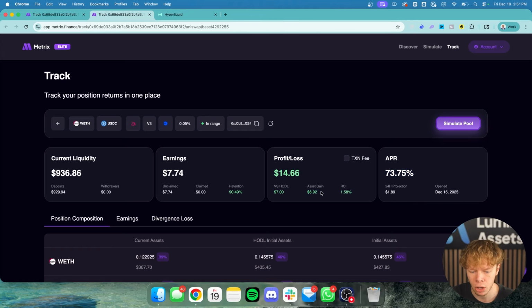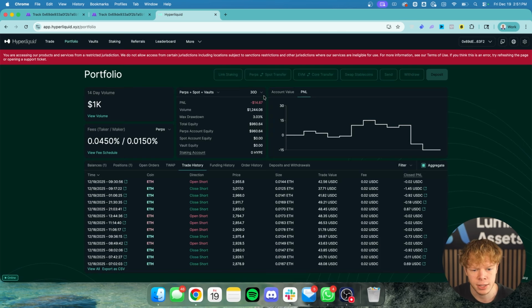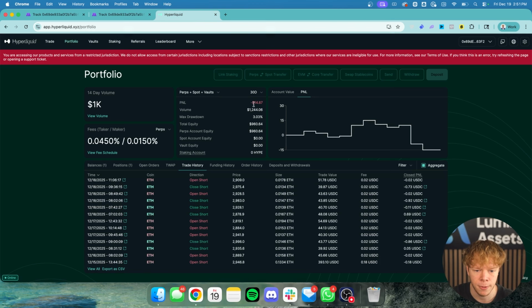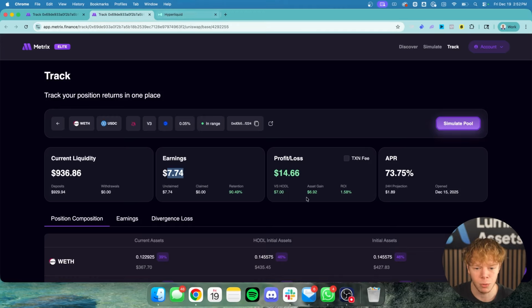So we have a $7 profit from the assets going up in the liquidity pool, and then a $7 profit from earnings, meaning that in total, we're at about $14 in profit. The thing is, this Hyperliquid account is down $15, meaning that there is about a $1 discrepancy right here. So we're actually down a little bit more than what we're up over here, meaning that even though we are delta neutral, we have lost a single dollar.